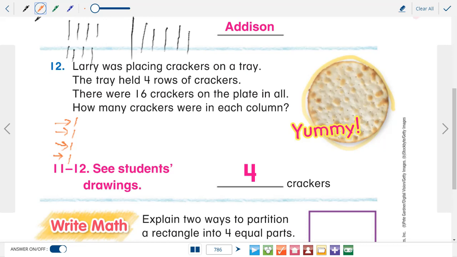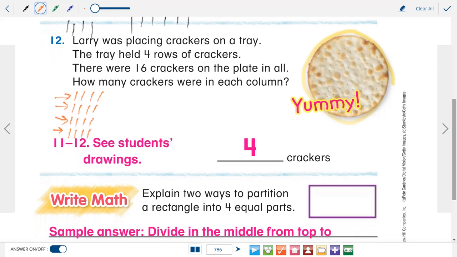So those are 1, 2, 3, 4. Let's continue. 5, 6, 7, 8, 9, 10, 11, 12. Did we reach 16? Not yet. 13, 14, 15, 16. Did we reach 16? Yes, so we're going to stop. How many crackers in each row? 1, 2, 3, 4. That's why the answer is 4 crackers.